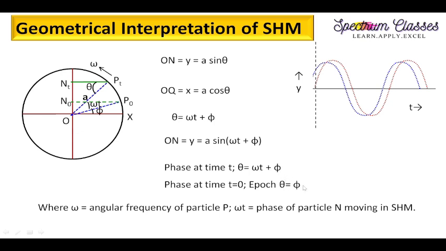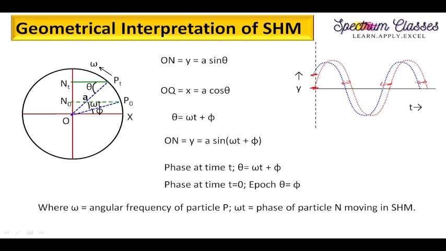So this theta is equal to phi or phi naught, we can write down. So this is epoch, and this will remain same throughout the motion of the particle. So how we are going to understand this? We are going to understand this if we started with this phase difference, from here to here, then this phase difference will remain same throughout this motion. So here this will remain same.